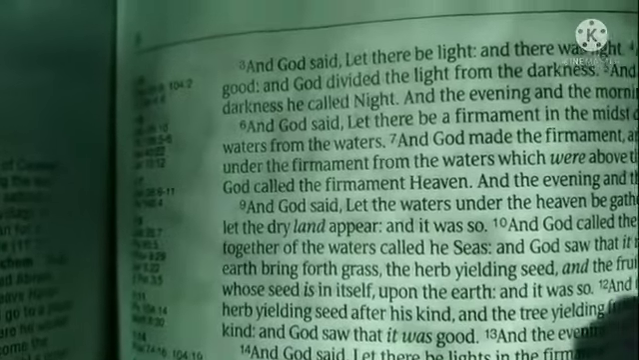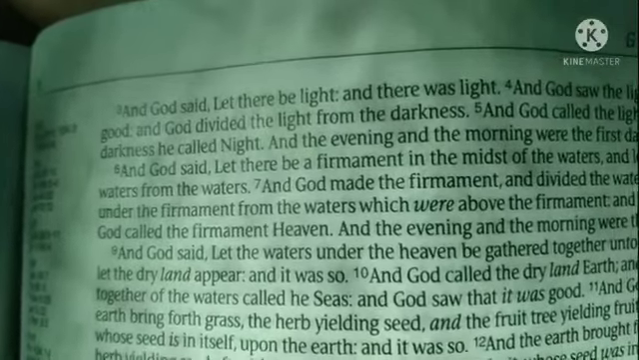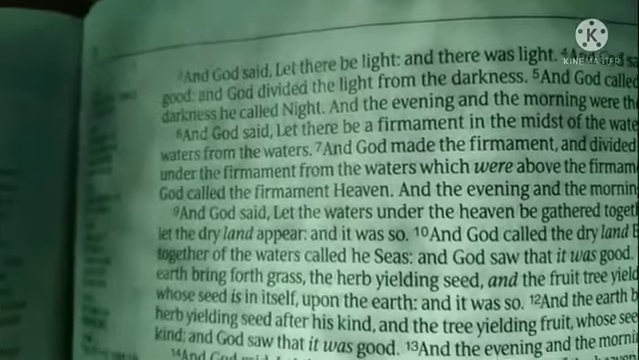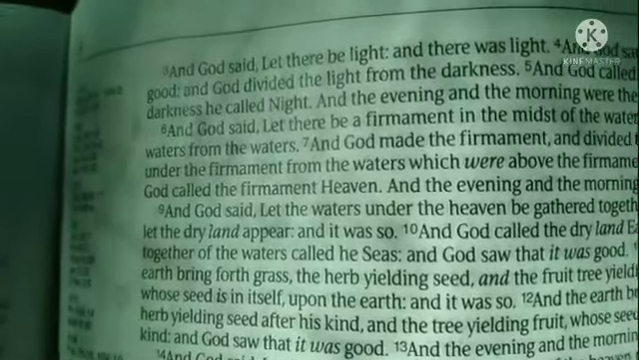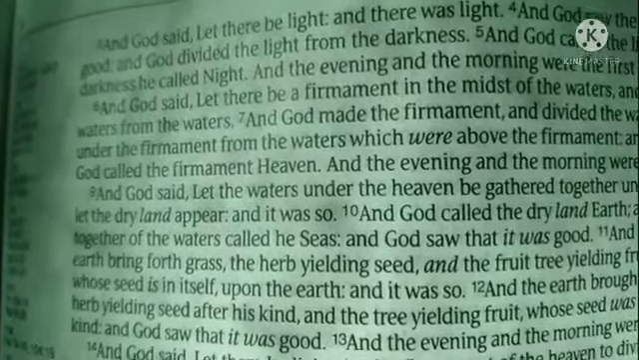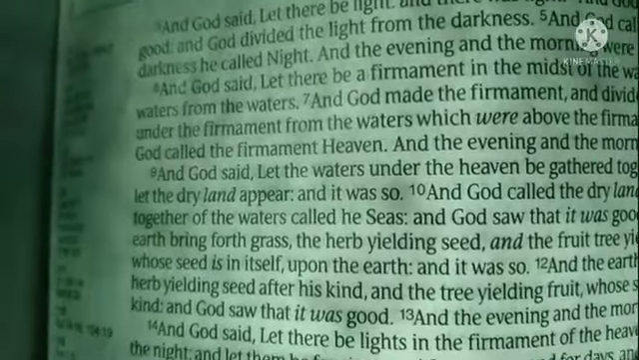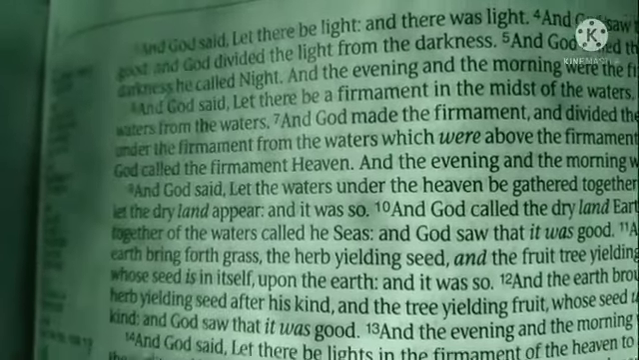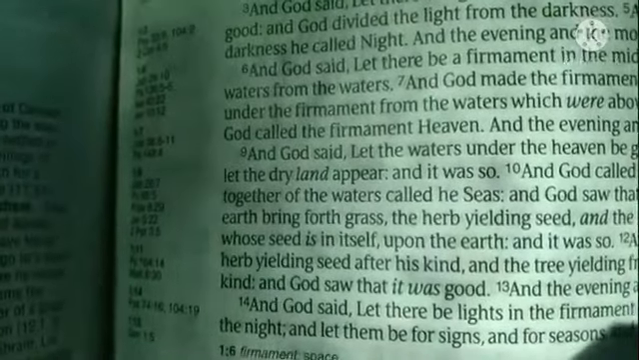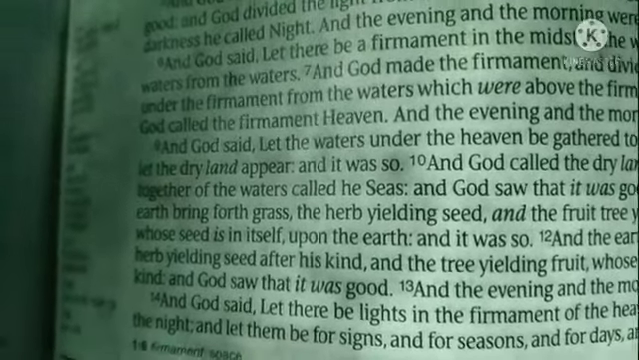And God said, let the waters under the heaven be gathered together unto one place, and let the dry land appear. And it was so. And God called the dry land earth, and the gathering together of the waters called he seas. God saw that it was good. And God said, let the earth bring forth grass, the herb yielding seed, and the fruit trees yielding fruit after his kind.